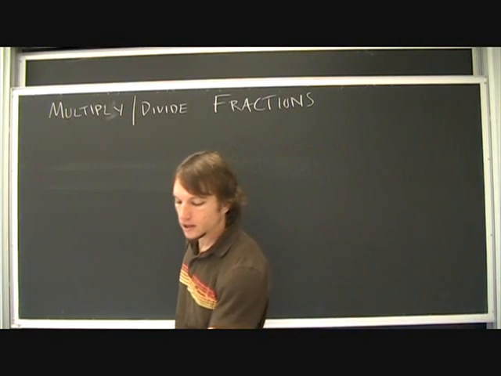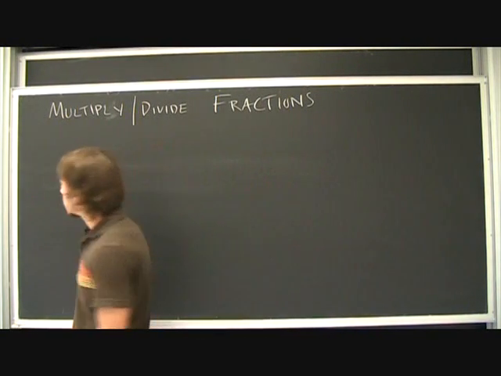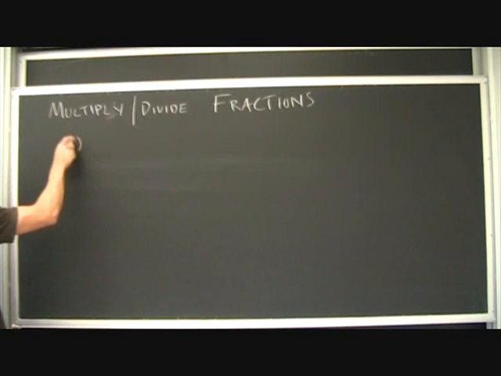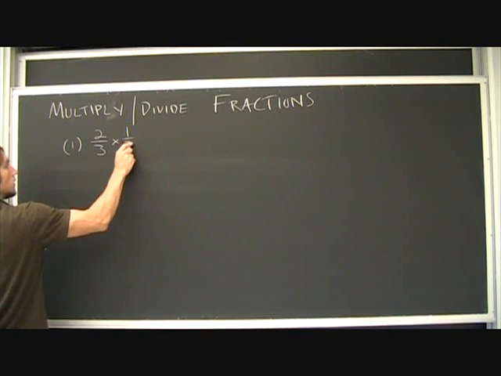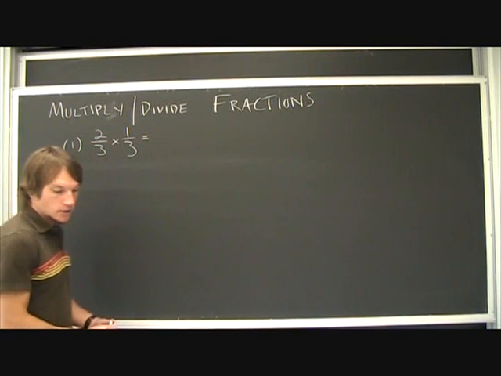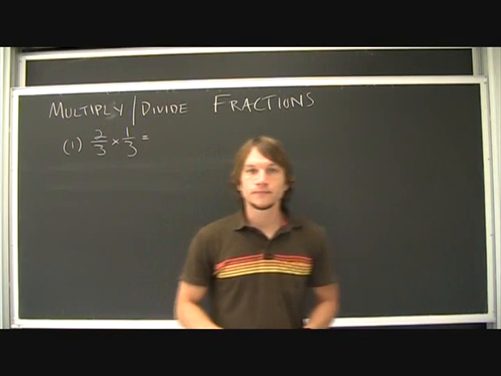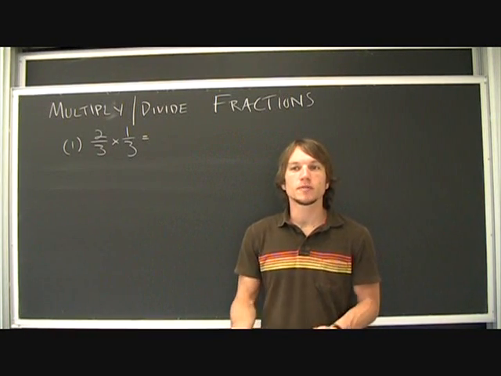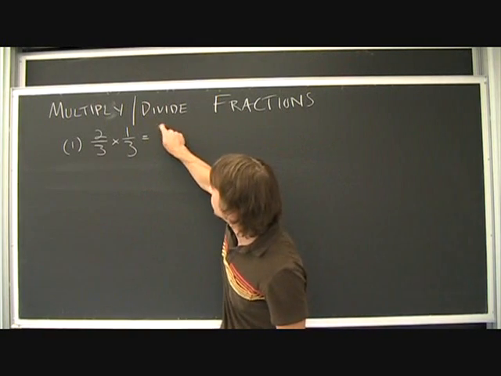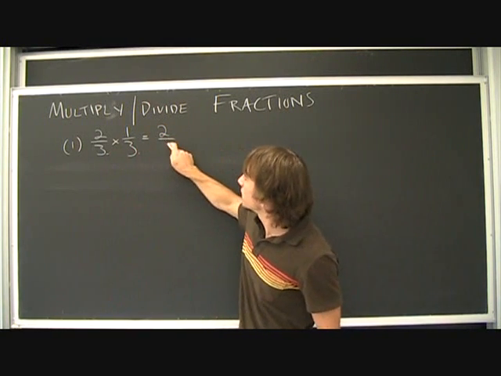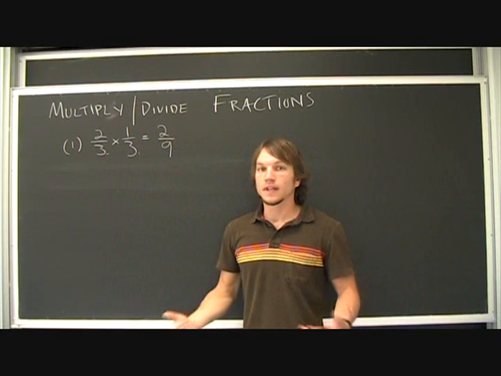We're going to multiply two fractions. So let's start with an easy example. 2/3 times 1/3. How do I multiply fractions? Just multiply the two numerators together, multiply the two denominators. So 2 times 1 is 2, 3 times 3 is 9, and that's it.